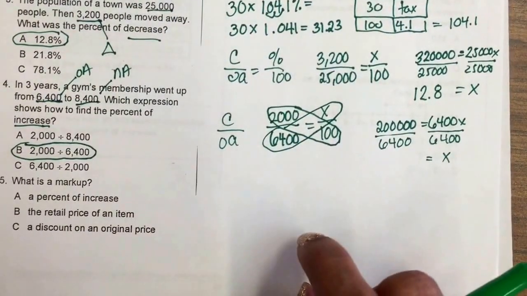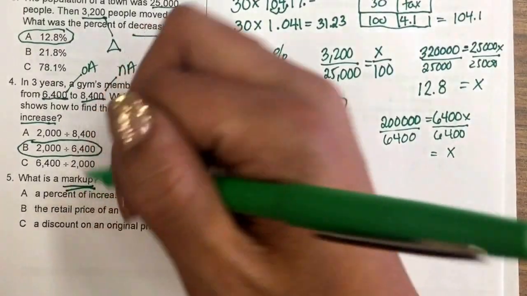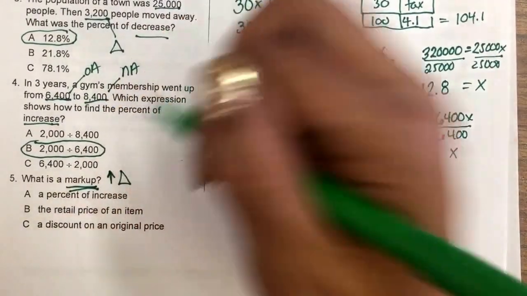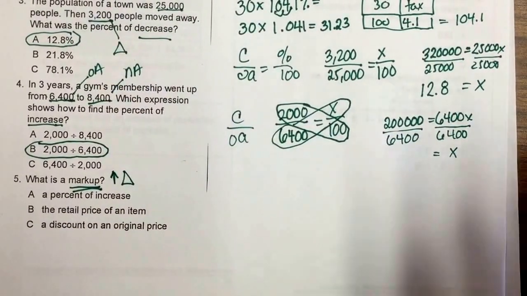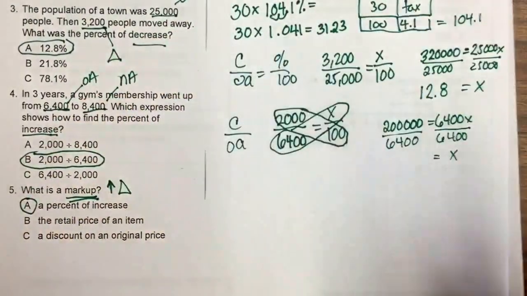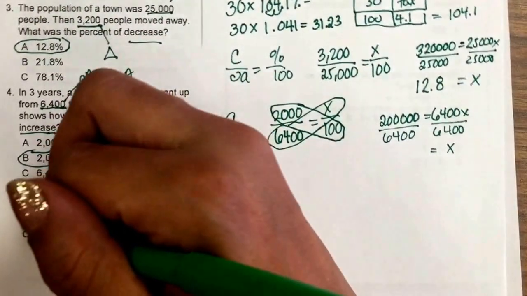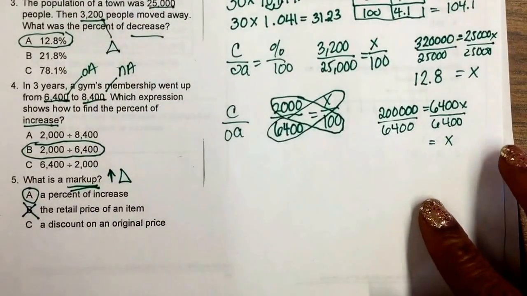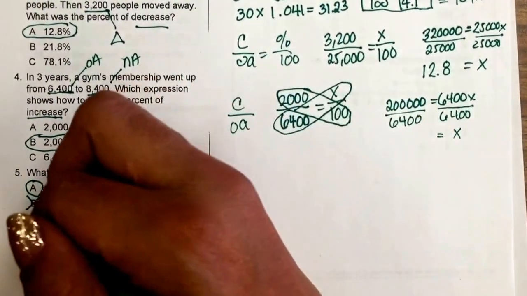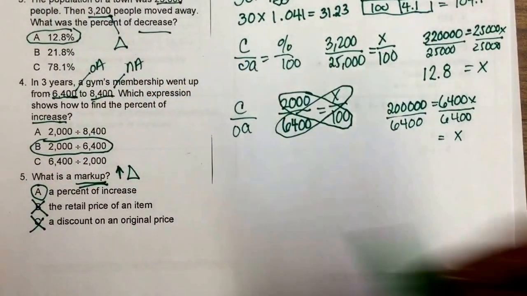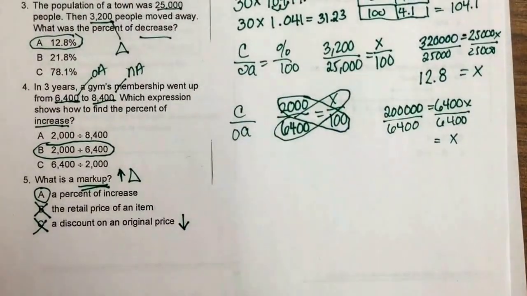And the last one, I want to know what's the markup. So just thinking about the up, I know my change is increasing somehow. So I'm going to pick A. It's a percent of the increase. It's definitely not the retail price. That would be the original price. And it's not about the discount, because a discount would be a change going down.